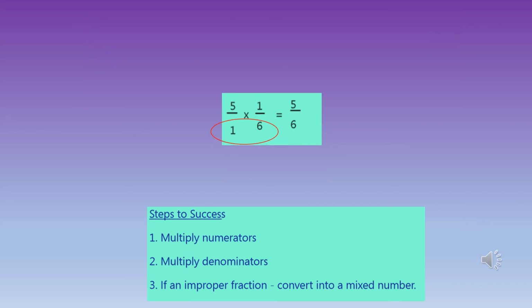We would then multiply both our denominators together, which is 1 and 6. So 1 times 6 would equal 6. And this will give us our fraction answer of 5/6. If our answer was an improper fraction, we would convert this improper fraction into a mixed number.